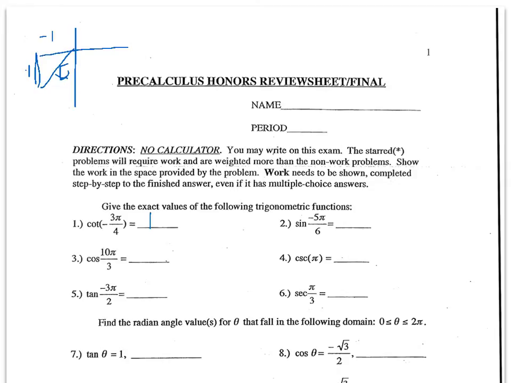For -5 pi over 6, that is also going to be in the third quadrant. And anytime we have pi over 6, we want to remember that that's a 30-degree angle. So the sides of a 30-degree angle are 1, root 3, and 2. And both of these sides will be negative. The sine is opposite over hypotenuse, so our answer is -1/2.